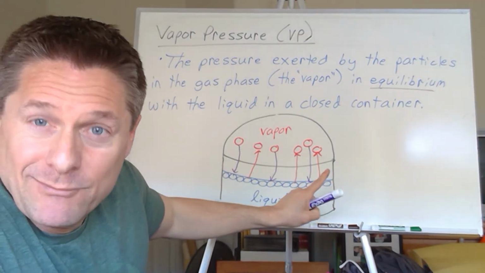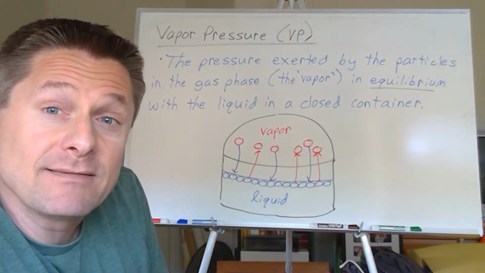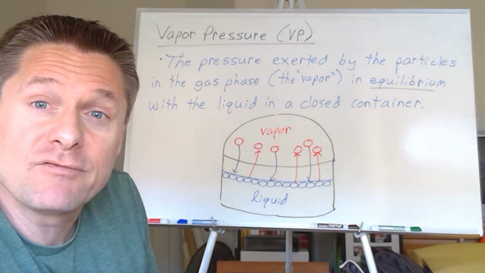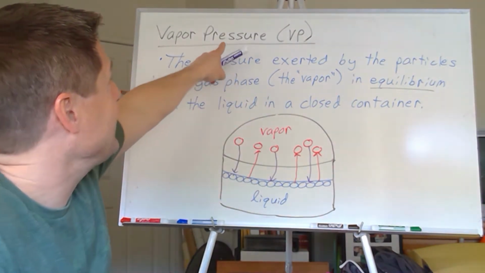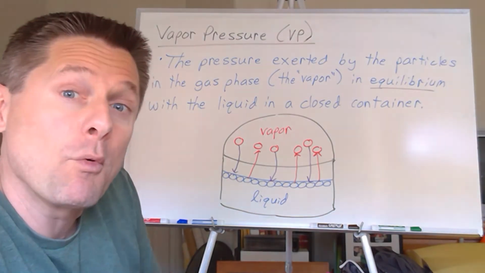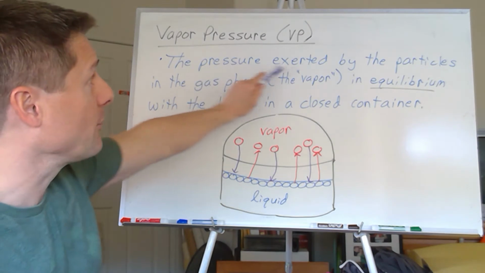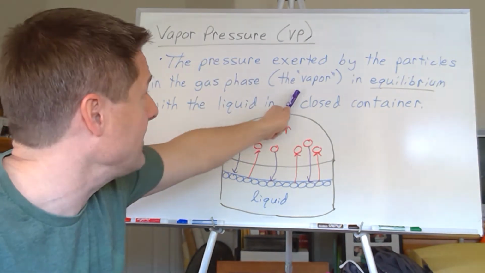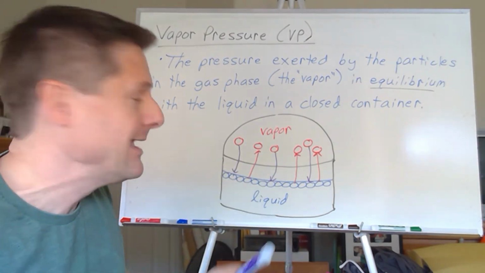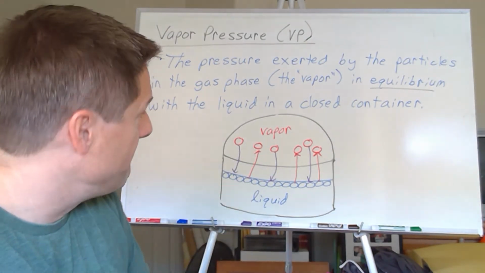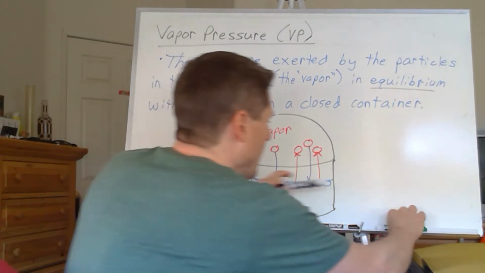At equilibrium, dynamic equilibrium, would you agree there's going to be a certain number of particles in the gas phase? A constant number of particles in the gas phase. The pressure exerted by those particles in the gas phase is your vapor pressure, or VP. And there's tables of this stuff, and it's obviously temperature dependent. So the pressure exerted by the particles in the gas phase, in the vapor, in equilibrium with a liquid in a closed container, is by definition the vapor pressure. So the pressure of these particles is the vapor pressure.